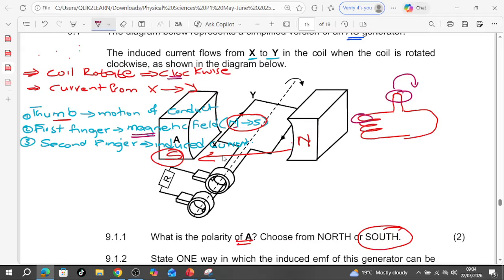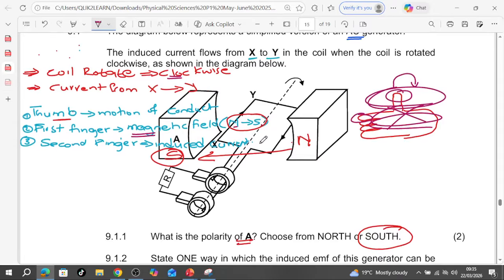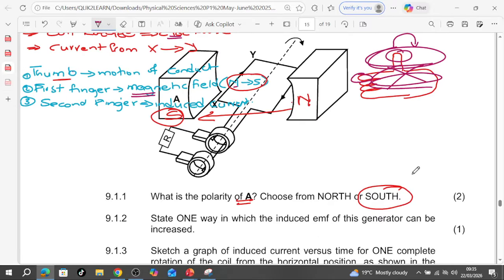The second finger is the one that tells us the direction of the current. Guys, I don't know how to do this without my current. Just take my first explanation, and if you don't understand this, maybe I can do a short video that I can upload after this one. Hopefully you guys can understand how we got south.